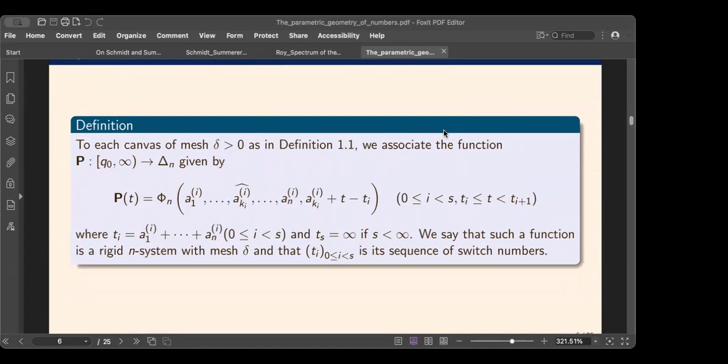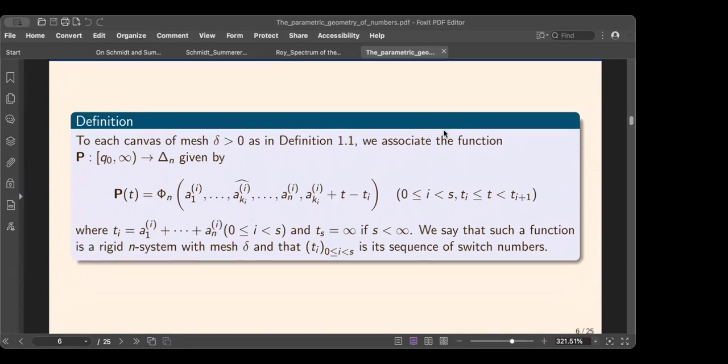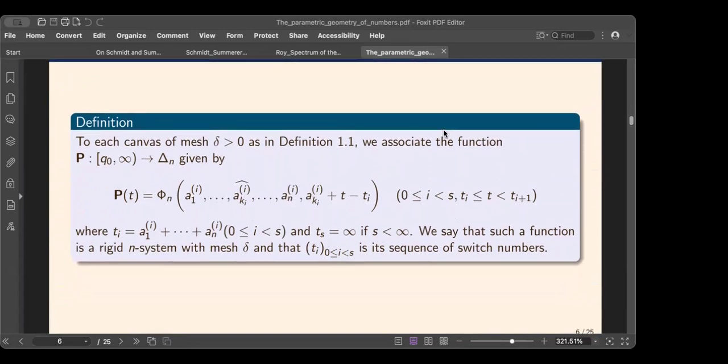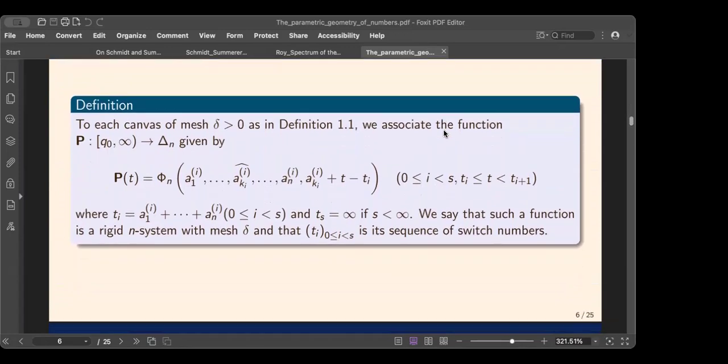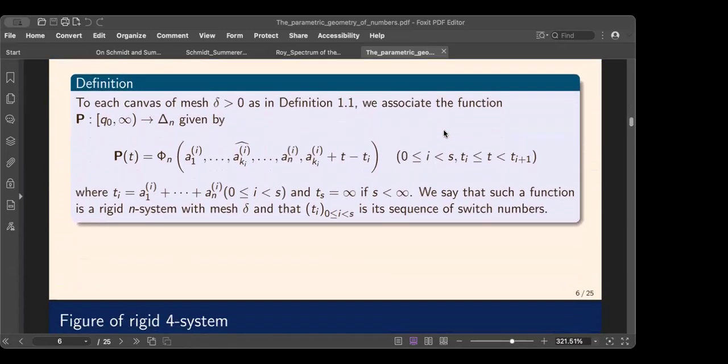This corresponds to the original Roy's setting, for one linear form, or dually simultaneous approximation. And yes, so can you show the graph?